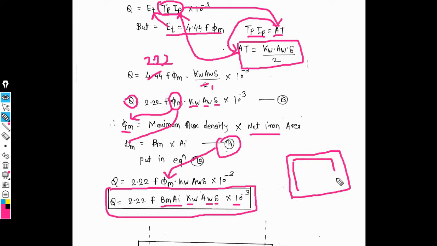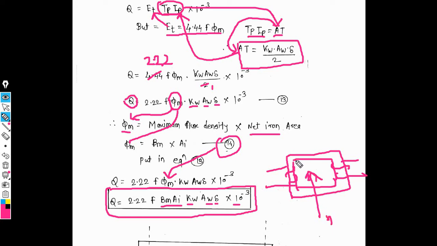This is the core type transformer, and it consists of only one window. These are the primary winding and these are the secondary winding. Now, the single phase core type transformer consists of only one window.